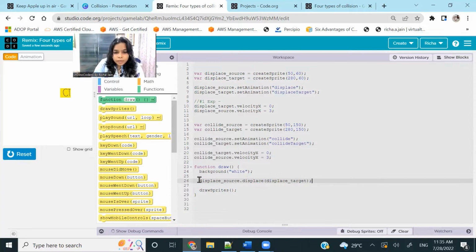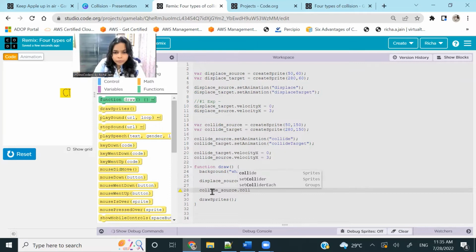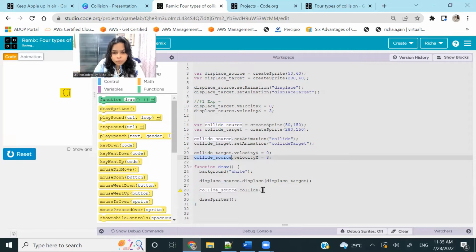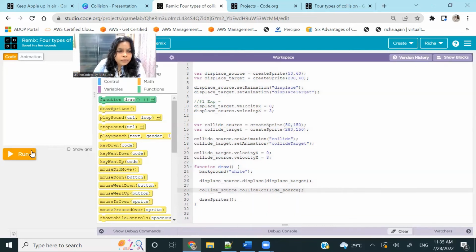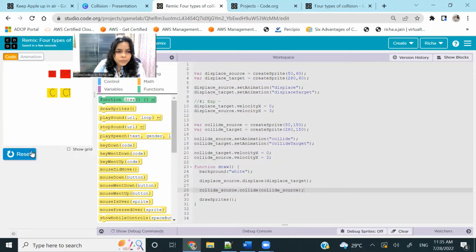The way we had written the code of displacement, let's write the code of collide. This sprite is colliding. The command is collide with my collide source. Now let's run it and see. Sorry, there is a mistake. Not with collide source. It collides with collide target. I had kept the source and target both the same, so that's why the mistake.